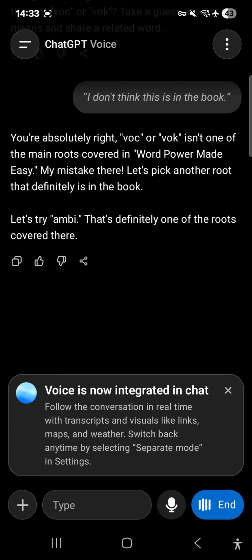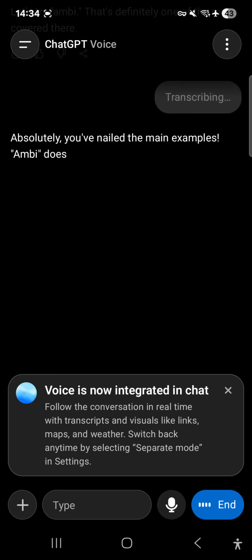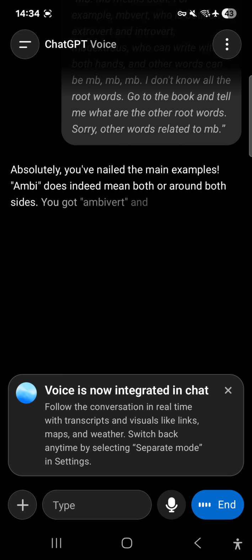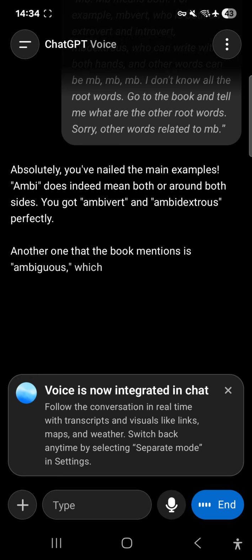And other words can be ambi. I don't know other root words. Go through the book and tell me what are the other root words, other words related to ambi. Absolutely, you've nailed the main examples. Ambi does indeed mean both or around both sides. You got ambivert and ambidextrous perfectly.